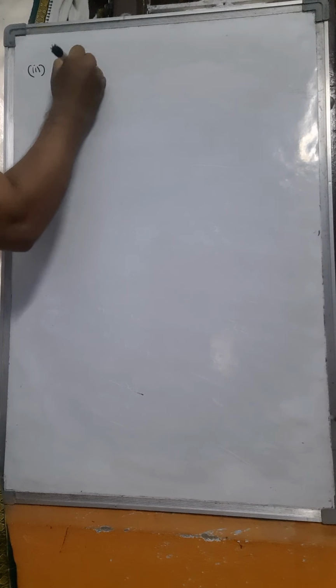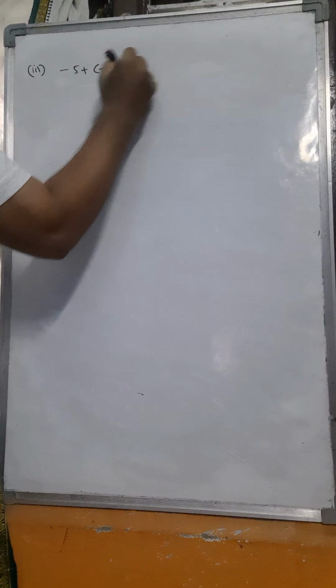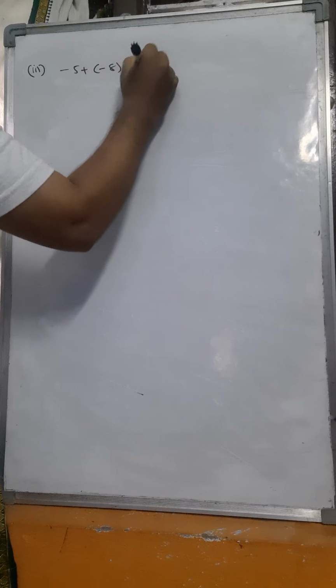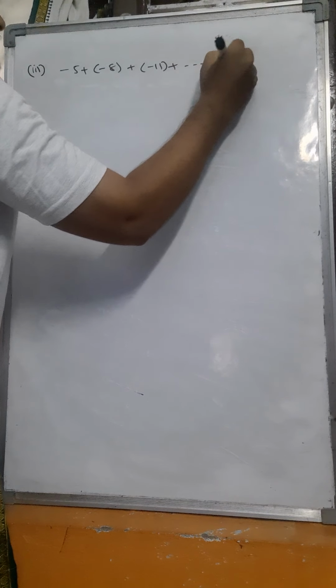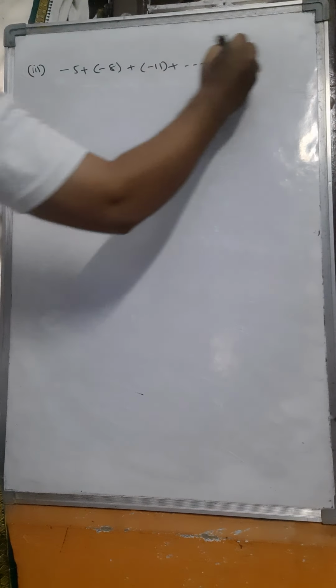So the third one: minus 5 plus minus 8 plus minus 11 plus so on up to minus 230.